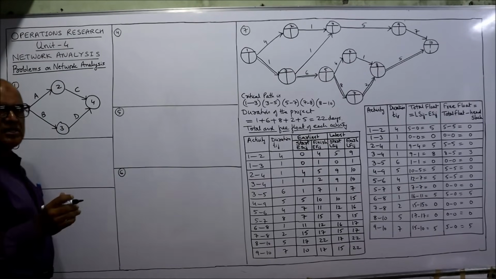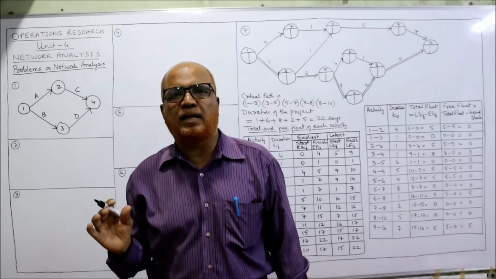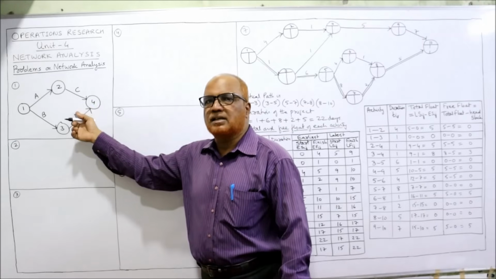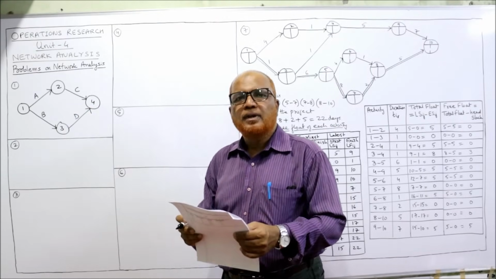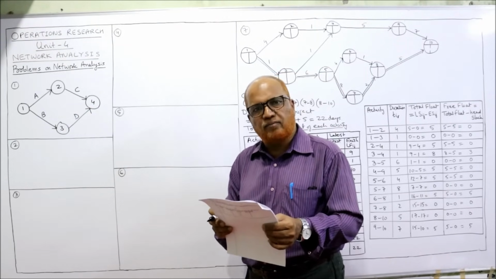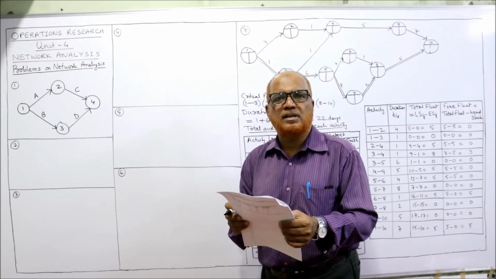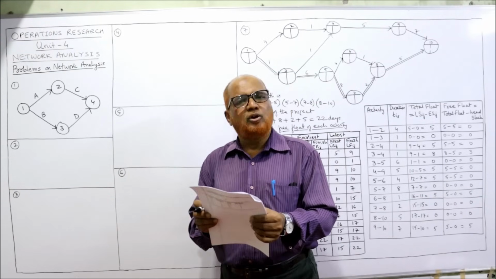That's all. This is the first problem on network, how to draw the network. A very easy network. Now the second one. Given the following information, develop a network. Again we have to draw. A, B, C, D, E. 5 activities are given. For activity A, no predecessor.